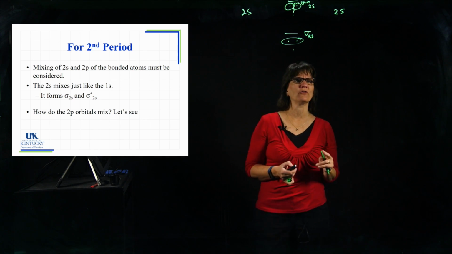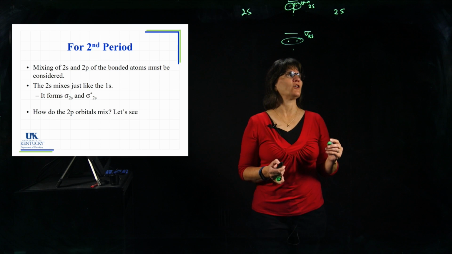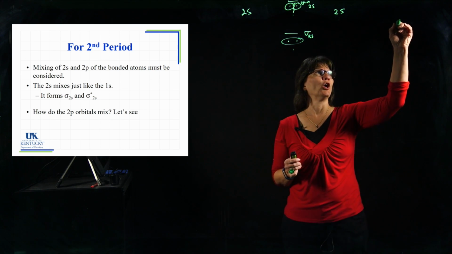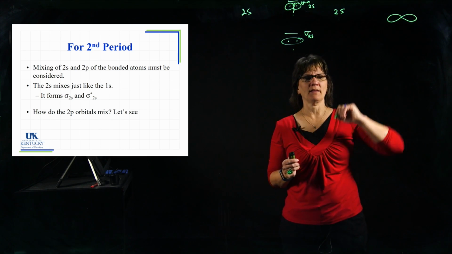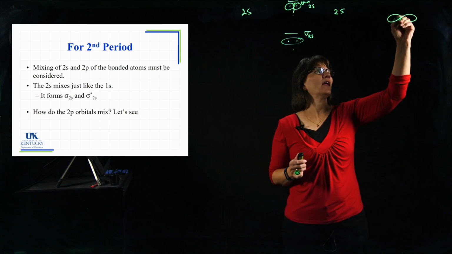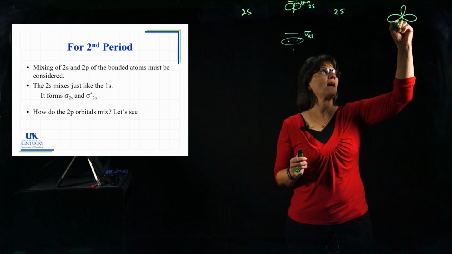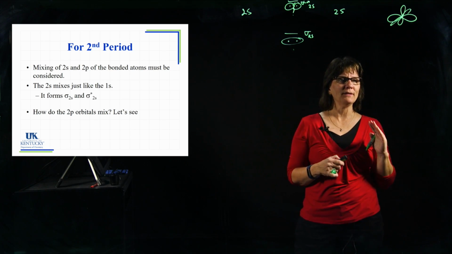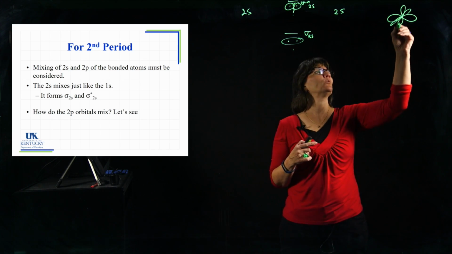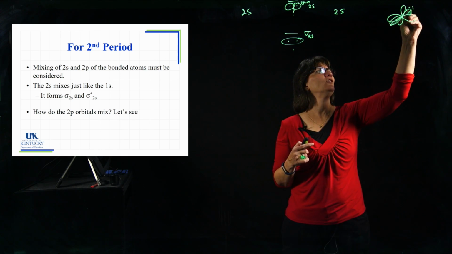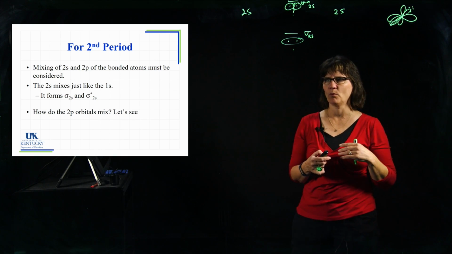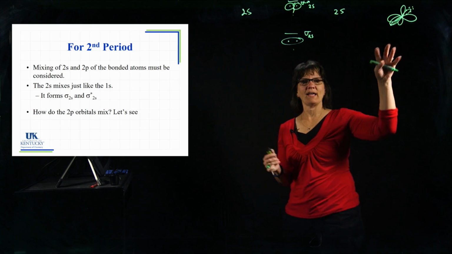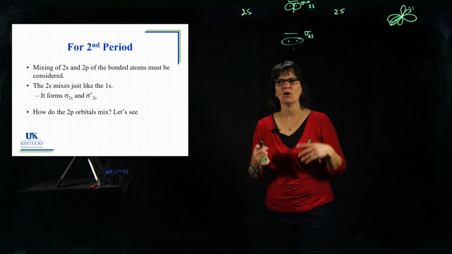Now, how are we going to mix the 2p's? What do we know about 2p orbitals? Well, let's just draw it out over here. In a 2p orbital, it's shaped like this. There's one along the x-axis, one along the y-axis, and one along the z-axis. So we have these three that are perpendicular to each other. This one is coming out and going into the plane of the board. And those guys can mix, and let's talk about how they do.